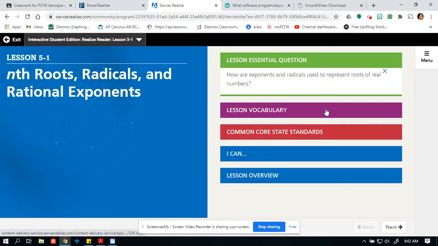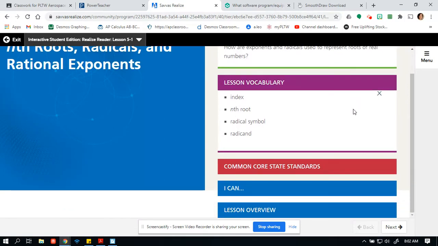Some things that you should get out of this: how are exponents and radicals used to represent roots of real numbers. Some important vocabulary here, because you're used to seeing this as a square root, but we don't call this a square root. We call it a radical. So we're going to be updating your vocabulary when we're looking at radicals. Know that they have parts to them. They have an index, which talks about the root, so your nth root. The radical symbol, which is that check mark symbol with a long tail, and a radicand, which is a number found inside.